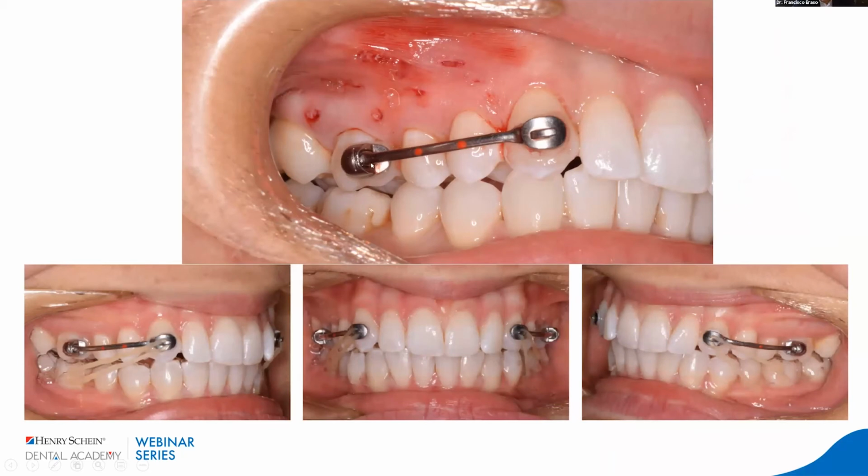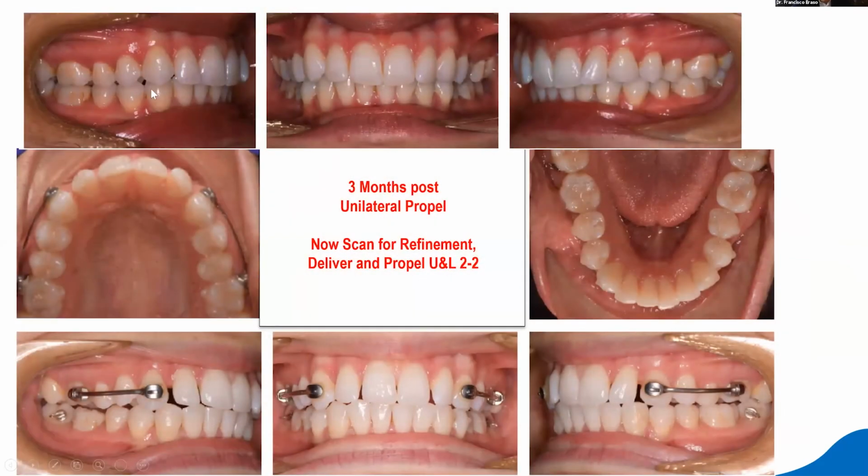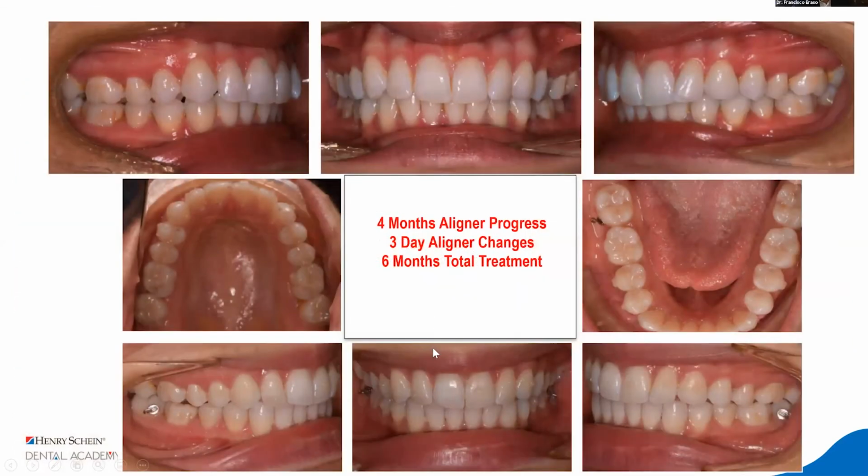We use the motion appliance. We use Propel to create faster movements in the posterior segment, the first segment of the treatment. With the use of elastics, we correct the first segment in 3 months. And now the segments are class 1 on the right side and super class 1 on the left side. So I overcorrect. I create the spaces that I always create, okay? And in 6 months total treatment using aligners, we finish the case, okay?